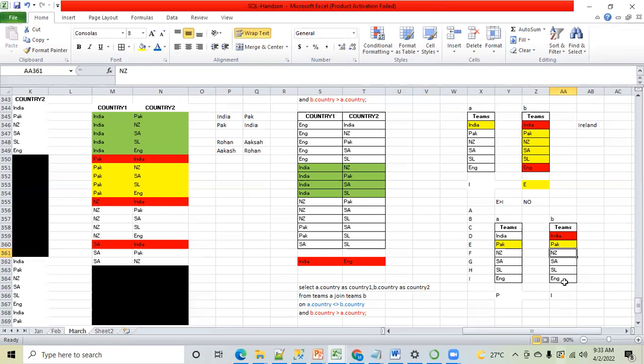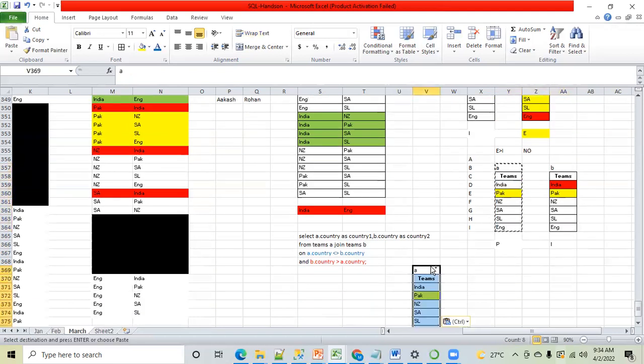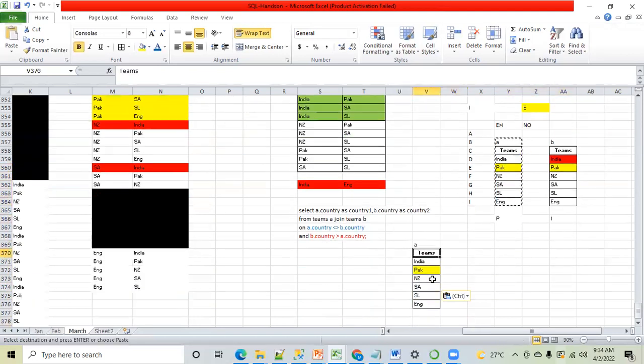Now, how will this help us? When I use the condition that B dot country is greater than A dot country, the Pakistan with India and Pakistan with Pakistan combinations will not be considered. Then it will check New Zealand, South Africa, Sri Lanka, England. Now I will tell you what actually happens in this case. First of all, your SQL will take a copy of this data and sort it.